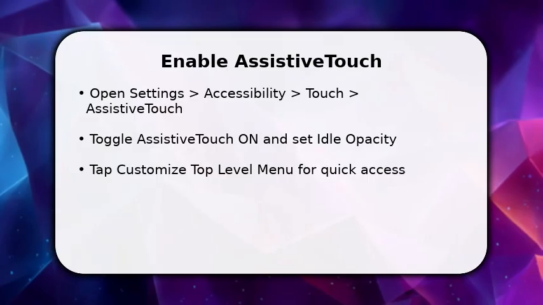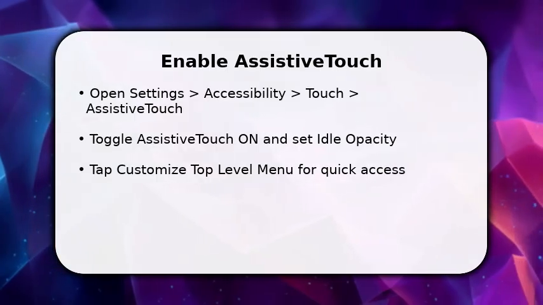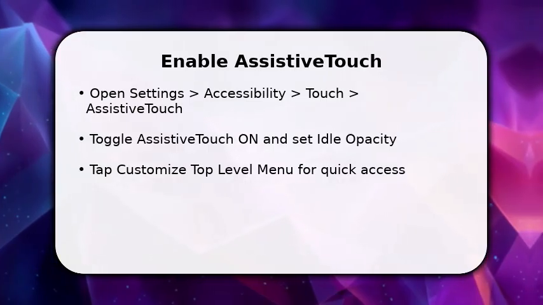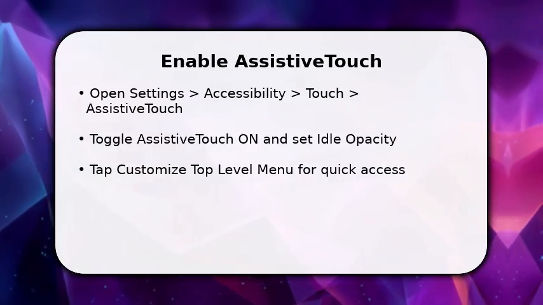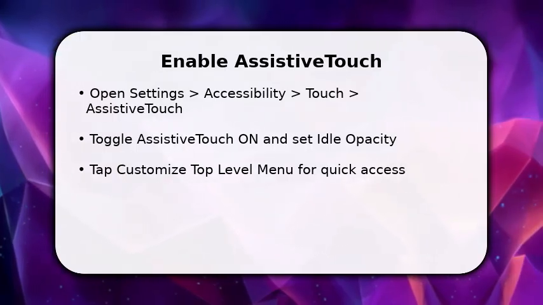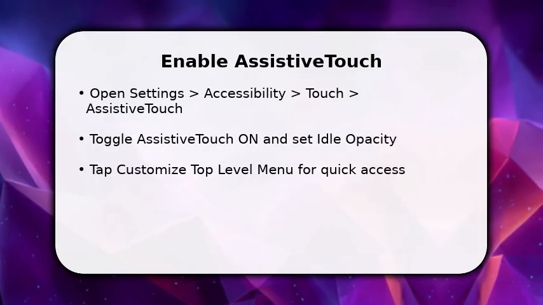You start by enabling Assistive Touch, so iPhone gives you a floating control that mimics QuickBall. Open Settings, go to Accessibility then Touch, toggle Assistive Touch on. Once done, adjust the idle opacity so the button stays visible without blocking content.